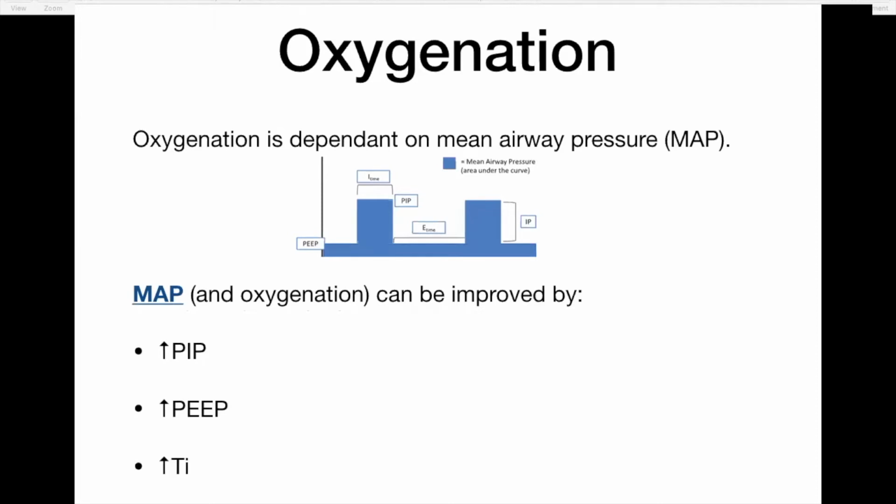And just briefly, the basics, I'm sure you know that. When we talk about oxygenation, our oxygenation is dependent on mean airway pressure. There's a small picture where you can see what mean airway pressure means exactly. And when we would like to improve our oxygenation, we would like to increase the mean airway pressure. So we should increase our PIP, the peak inspiratory pressure, the PEEP, the positive end-expiratory pressure, and the inspiratory time.